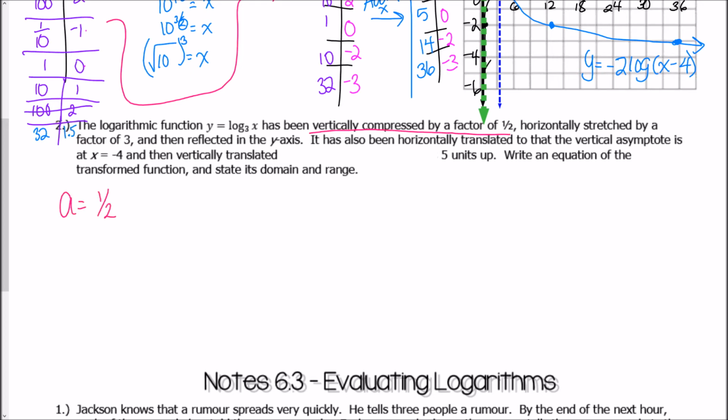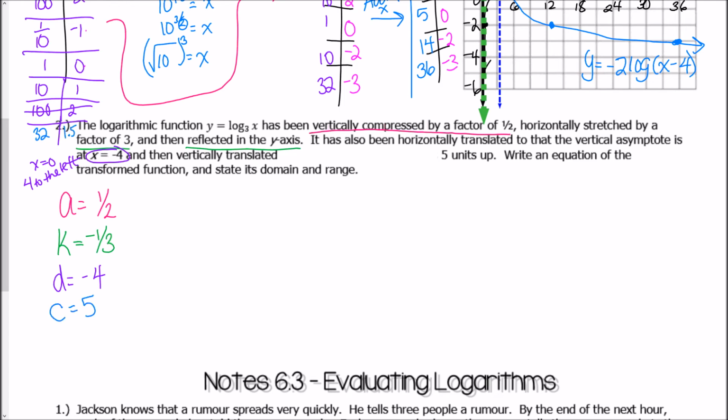Okay, it's been horizontally stretched by a factor of 3. So that means that k is going to be equal to 1/3. And it's also reflected in the y-axis, so k is actually going to be -1/3. It has also been horizontally translated so that the vertical asymptote is at x equals -4. Well, it was originally at x equals 0, so that means that it went 4 units to the left. So that tells us here that d is going to be -4. And then it's been vertically translated 5 units up, so we know that c is 5.